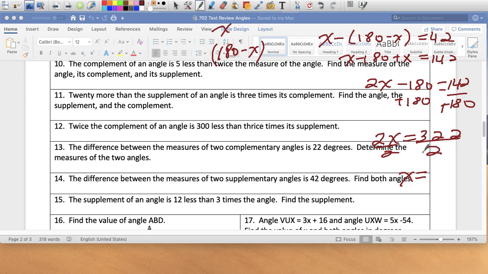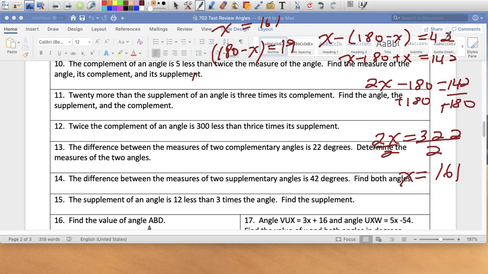I used to be good at using a calculator. 161, sorry. So x equals 161. So its supplement, the other angle that added up to 161 would give you 180, is 19. And there's something wrong here. One second. What did I do wrong?